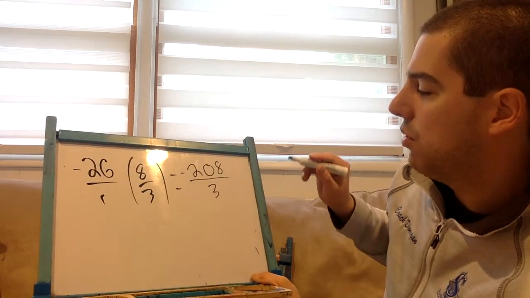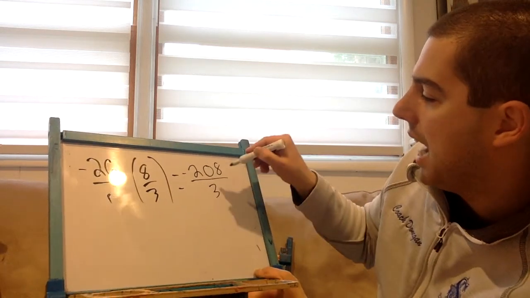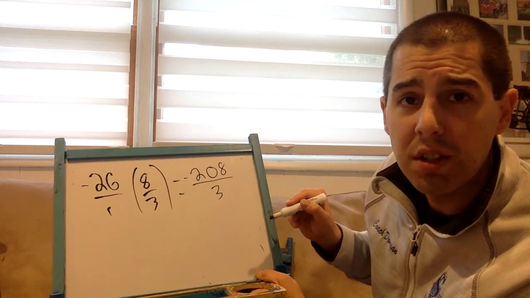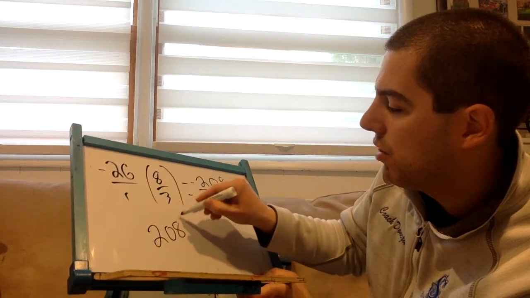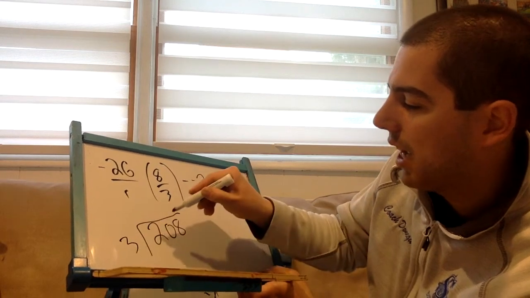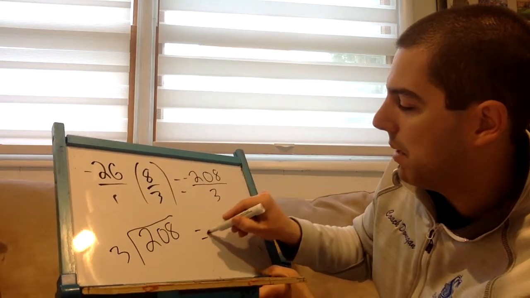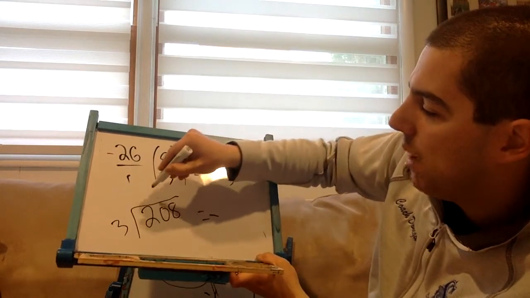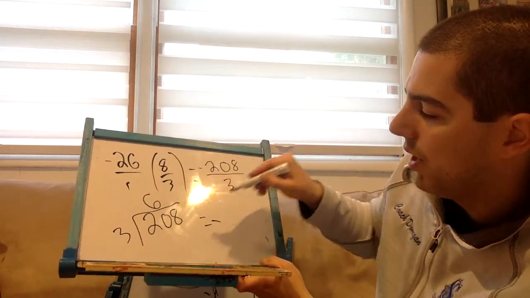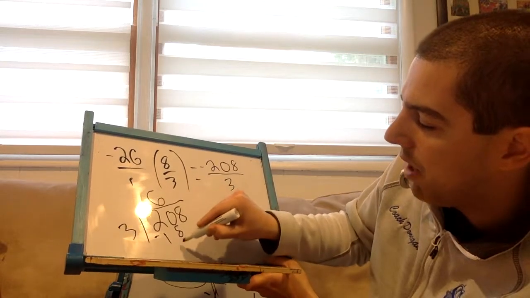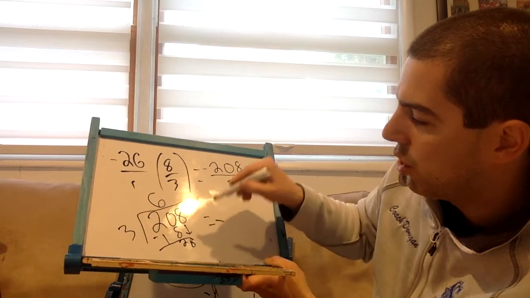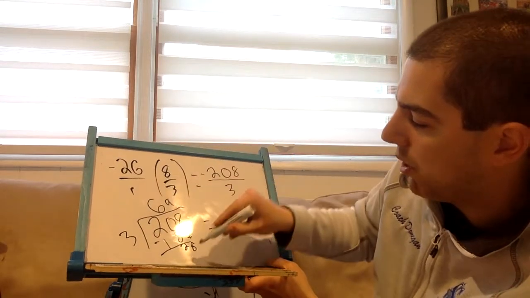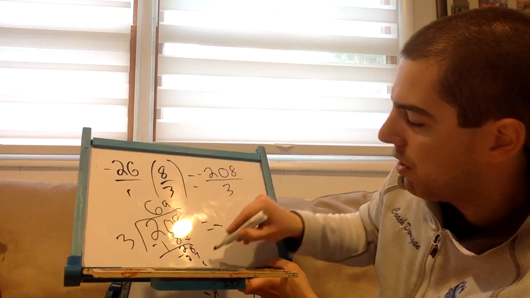So I have -208/3. And now I need to do the long division and get rid of it. So 208 divided by 3. Okay, we know it's a negative, so I'm not going to forget about that. 3 into 20 is 6. I multiply back, I get 18. My remainder is 2. Bring down the 8. 3 into 28 is 9. I multiply back, I get 27 with a remainder of 1.